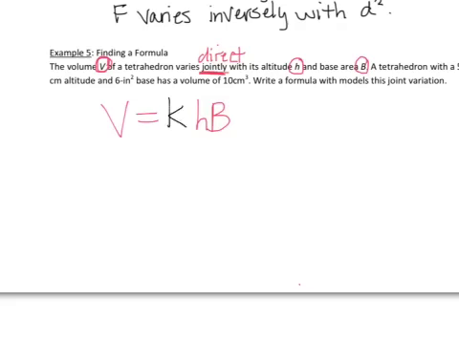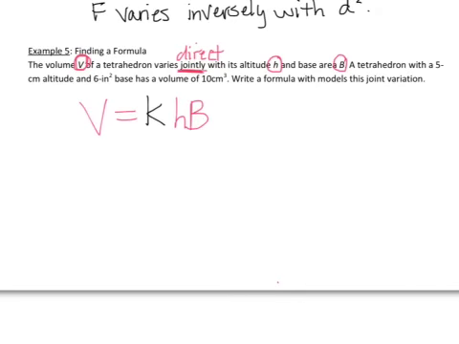That is where I feel like y'all are going to get caught up, is that you're going to forget to put the K in there. So make sure anytime you're writing an equation for a variation, it has to have the K. All right? Now it says there's a tetrahedron with a 5 centimeter altitude. So what can we plug 5 in for? H. So H equals 5. 6-inch base, so 6 is B. And a volume of 10 centimeters. And we have to write a formula that models this joint variation.